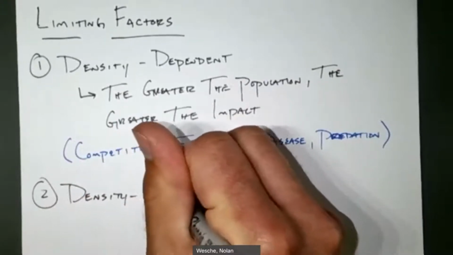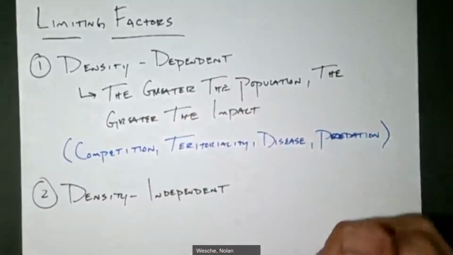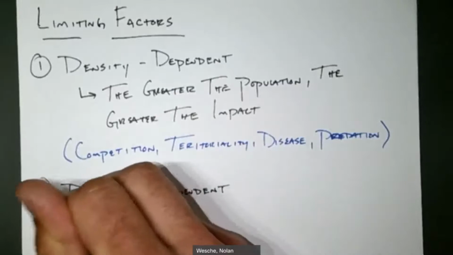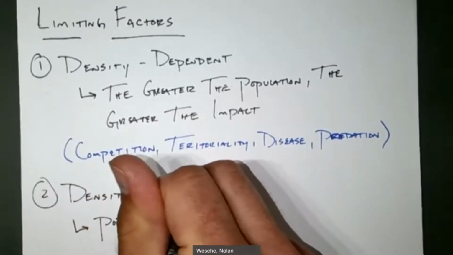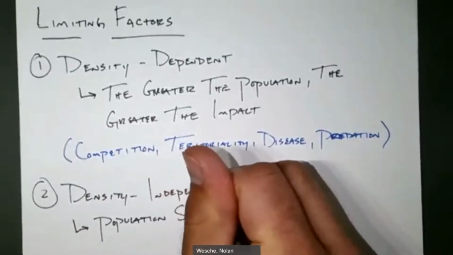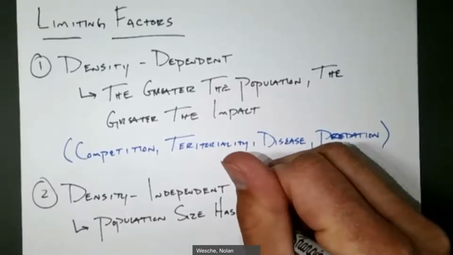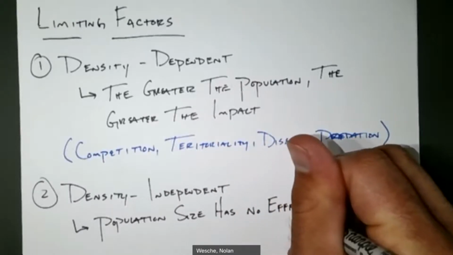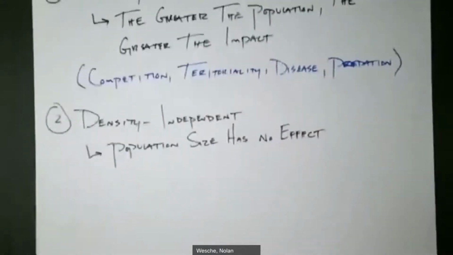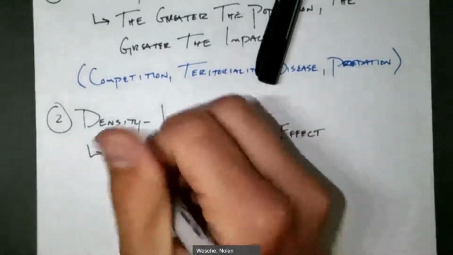So these things are going to limit population sizes regardless of how big it is. So the population size has no effect. So these are going to be more climate based or topography based or resource based. So again, these are things that are resource based.